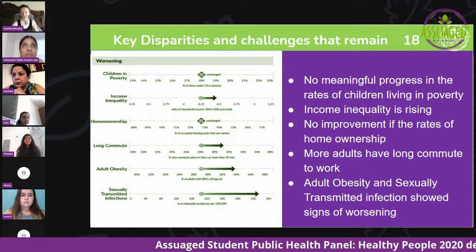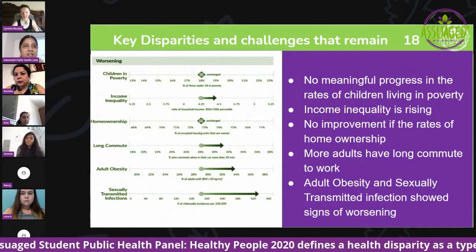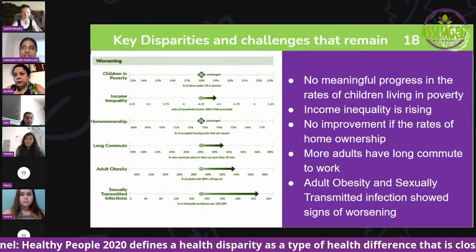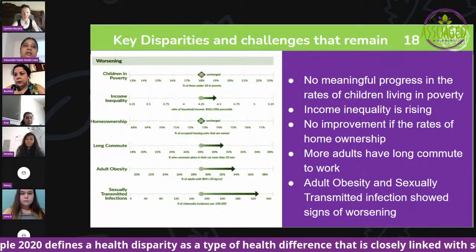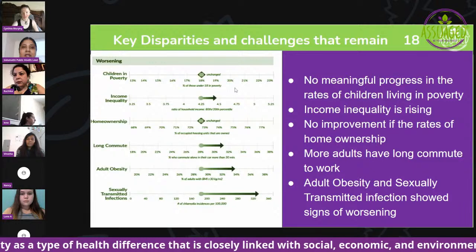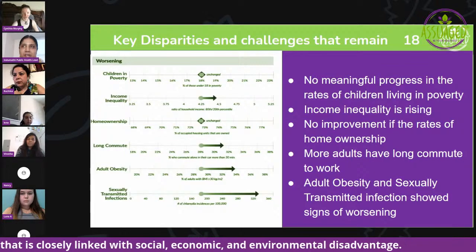No matter how much our technological advances we make, how much we improve economically, we still have all these healthcare problems with us. First of all, child poverty. It started from 13% in 2006 or something. It stands at 18% now, and it's not changing at all. And children in poverty, I cannot believe this.